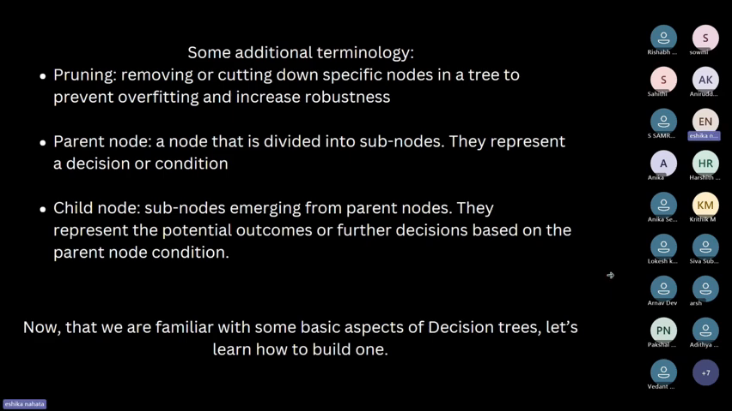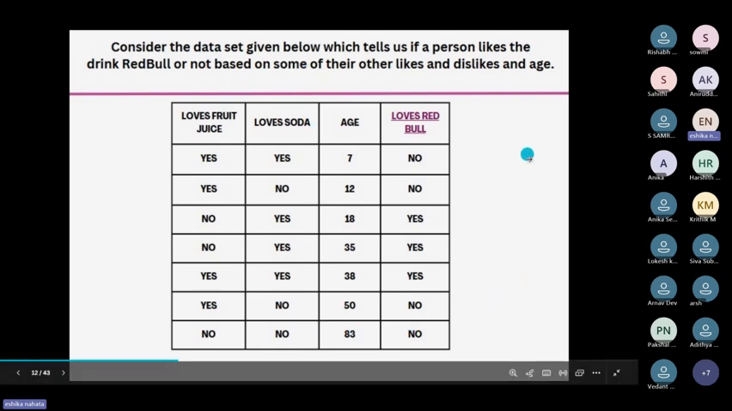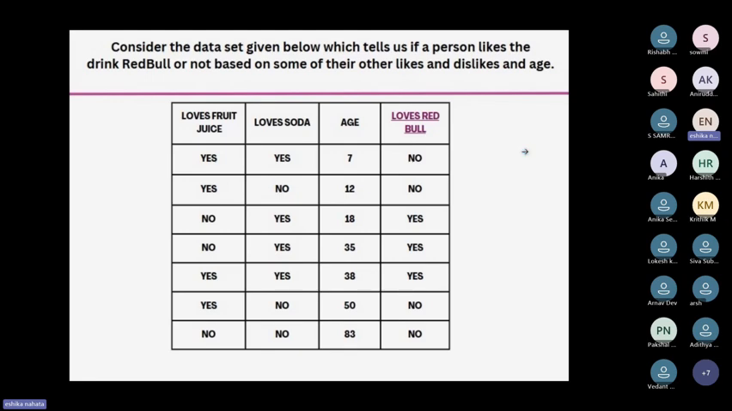Let's look at how to build a decision tree now. We'll be taking this example data set where we just want to predict whether someone likes Red Bull or not. Our three features over here are whether that person likes fruit juice, whether they like soda, and what their age is. So this is a classification tree.